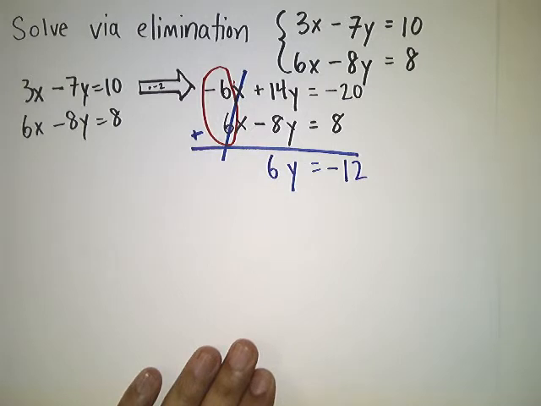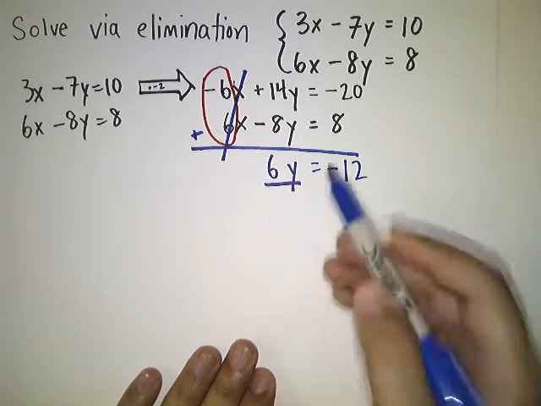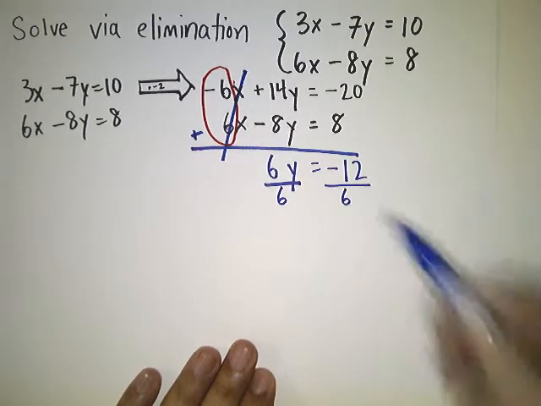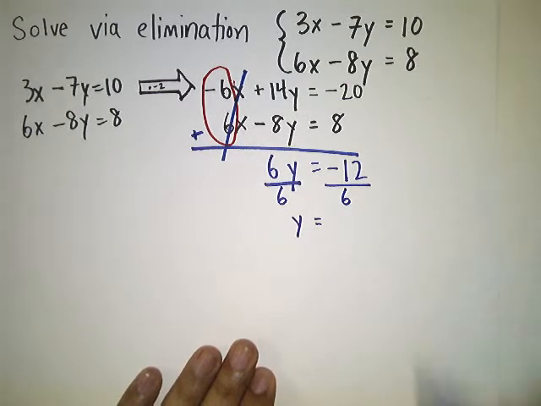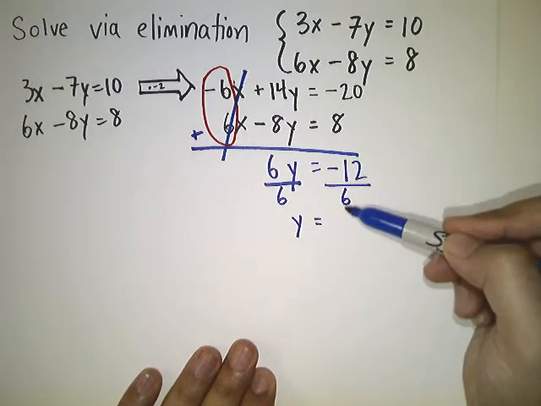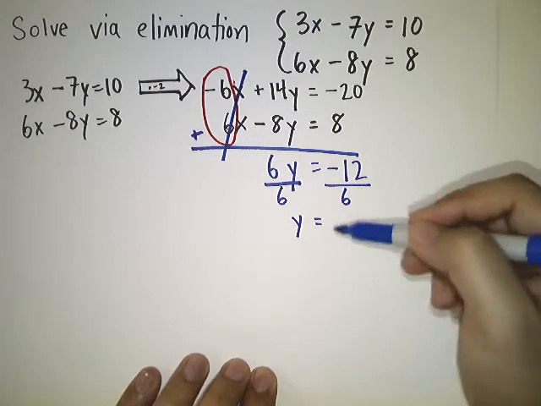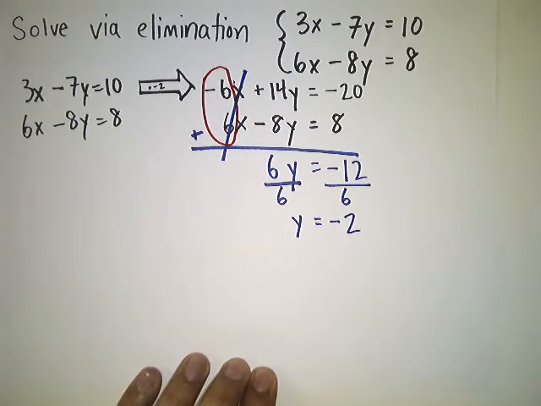Then we have to solve for y. We'll do that by dividing both sides by 6. y equals negative 12 divided by 6. That will give us negative 2.